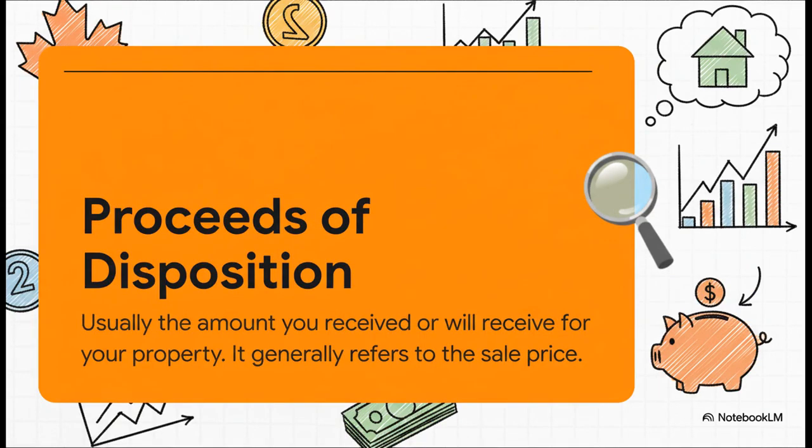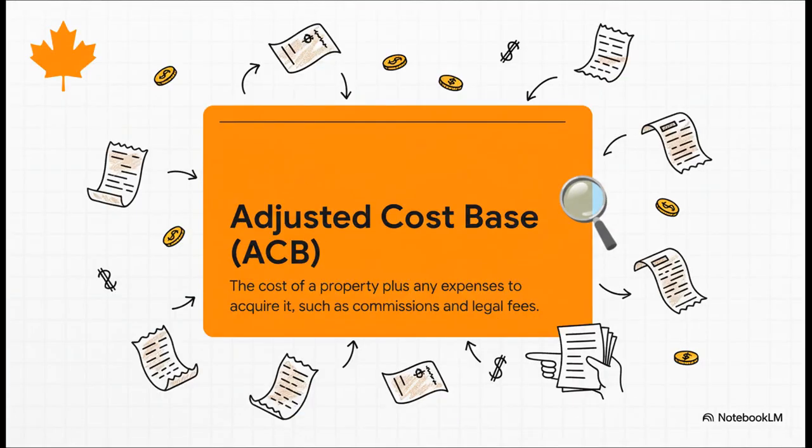Next term you'll see is proceeds of disposition. Sounds super official, right? All it means is the sale price. It's the top line number, the total amount of cash you got or are going to get for selling your asset. Now this one is maybe the most important number you need to keep track of, your adjusted cost base, or ACB. And listen up, because this isn't just what you paid for the thing. It also includes all the extra costs you paid to get it, like brokerage fees or legal costs. This is why keeping good records is so important. A higher ACB means a lower capital gain.